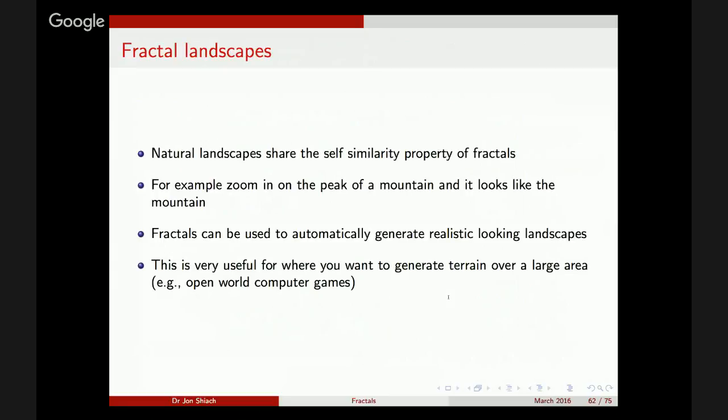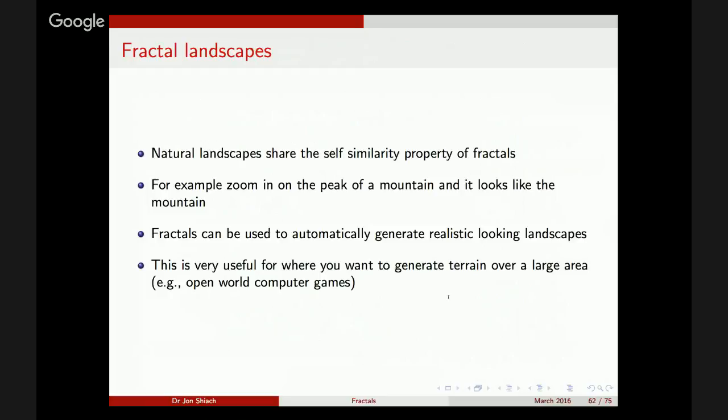Okay, so this brings me on to what is essentially going to be your assignment 12. This is fractal landscapes. Natural landscapes also share the self-similarity property. So, for example, if you take the general shape of a mountain, if you zoom in on various peaks in that mountain and blow it up, it resembles a big mountain. It resembles the whole thing. You can zoom in on rocks, blow it up, it looks like a mountain. Zoom in on little pebbles or little stones, they resemble mountains. So we have this self-similarity property.